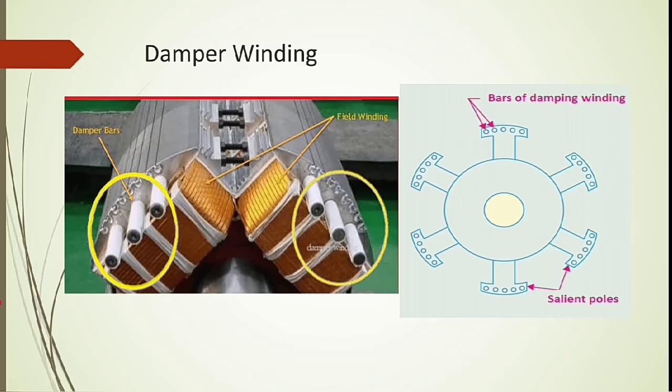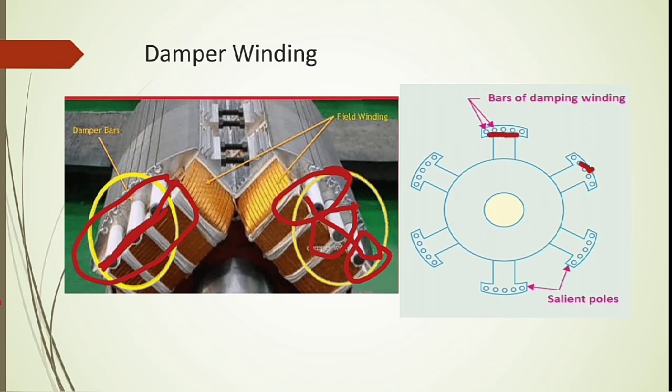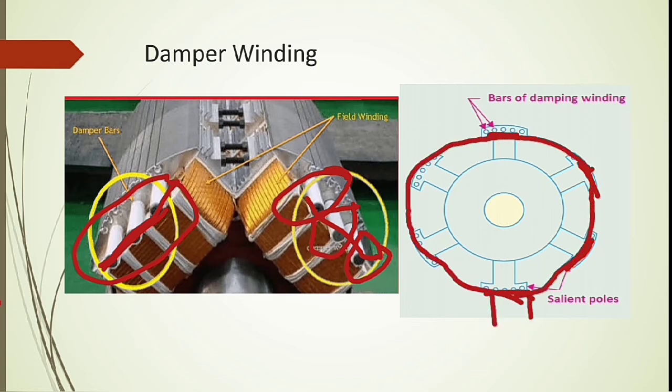So this is the structure, or you can say the damping. This is called the rod of damping. It is short circuited. Here you see these are the bars, the damping bars. This is the damping bar. It is short circuited like this.